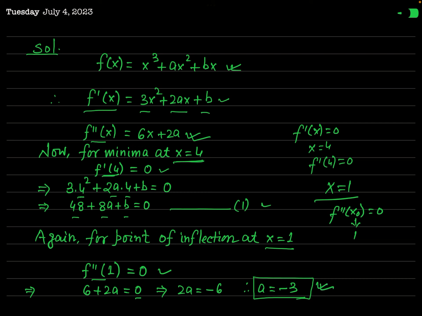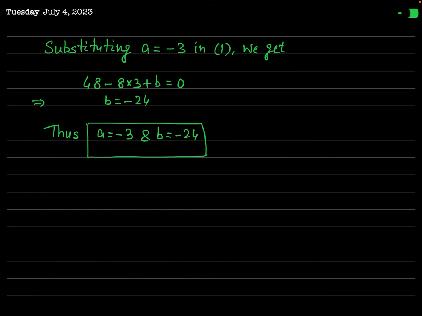So one of the unknowns is now known. The value of a you have obtained is minus 3. Now if you substitute this value of a, which is minus 3, in equation 1, you will easily find the value of the other unknown b. So let us put a equal to minus 3 in equation 1. You can see this will be 48 plus 8a, and a is minus 3. So this will be minus 8 into 3 plus b equal to 0. So b is equal to minus 24.